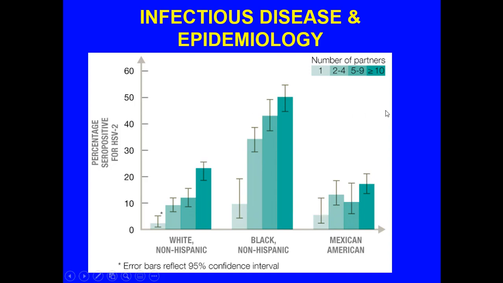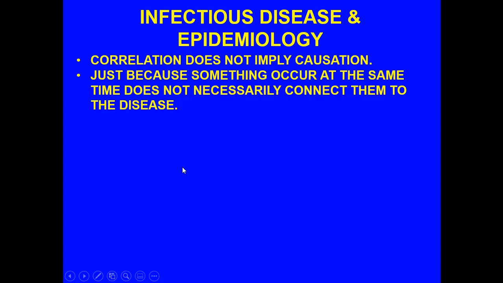The more partners they have, the greater the risk that they're going to be seropositive, meaning they were exposed to the virus. They now have antibodies against HSV2. You have to be mindful of one other thing. See that first line there? Correlation does not imply causation.